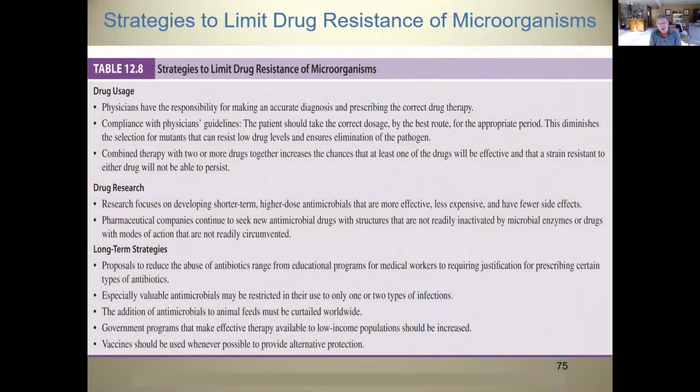So what can we do to limit drug resistance? Well, there's a number of things we can do, and that's what this table kind of talks about. Physicians have to understand the infection. They have to make the proper diagnosis for the infection, and they have to prescribe the right drug for that infection. If they don't do that, they're certainly not helping the patient get over the infection, and they might inadvertently be increasing drug resistance in the long run.